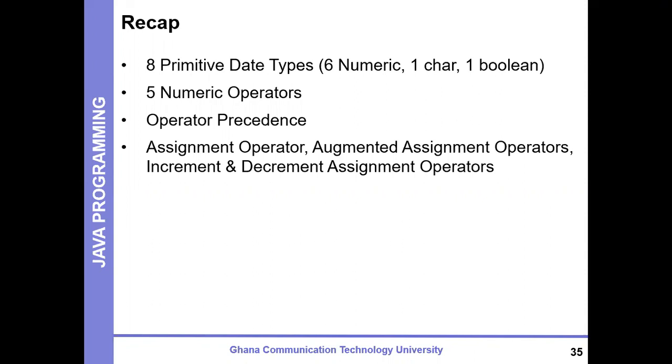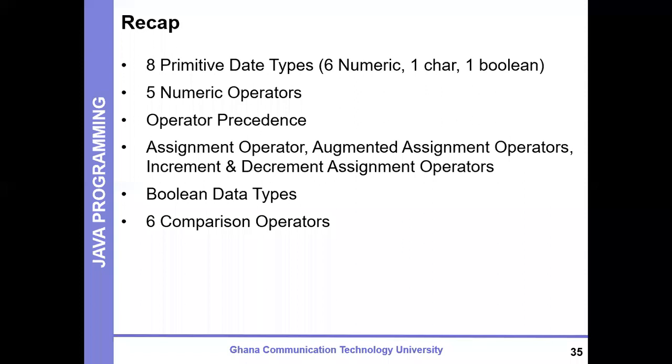And then we have the increment and the decrement operators. Then we have Boolean, true or false. Then we have 6 comparison operators, greater than, less than, less than or equal to, greater than or equal to, and so on. And then we have 2 floating point data types, float and double.